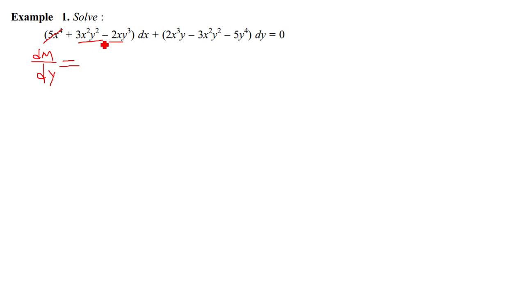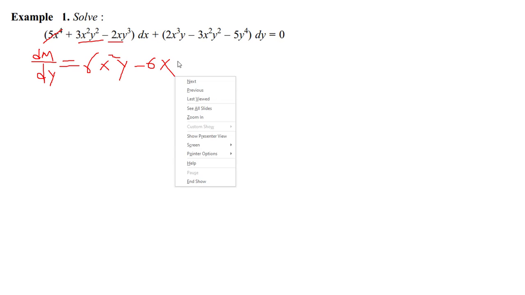When you differentiate this with respect to y, we're going to have 6x squared y. Then when you differentiate this with respect to y, you're going to have negative 6x over y to the power 2.